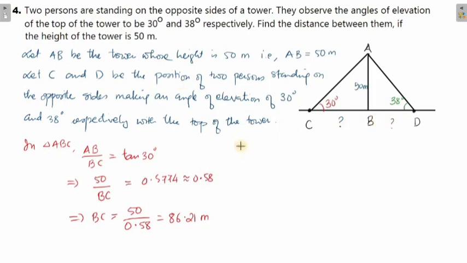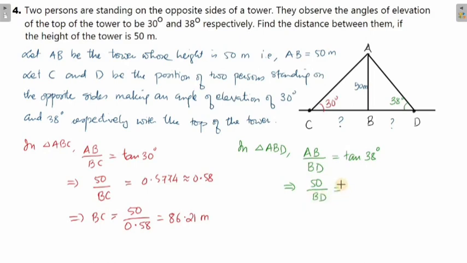For that I need to use triangle ABD. So in triangle ABD, similarly this is given, so the side opposite to this angle is your perpendicular, and BD acts like the base. So again I need to use the tan property here. The given angle is 38 degrees this time. So in this case you have AB by BD equals tan 38 degrees. All right, let's put in the values. AB, as all of you know, is 50, and BD is what we need to find.